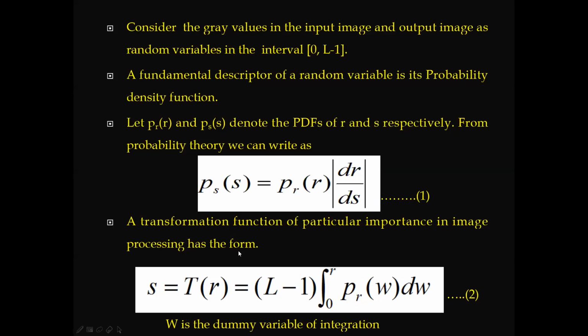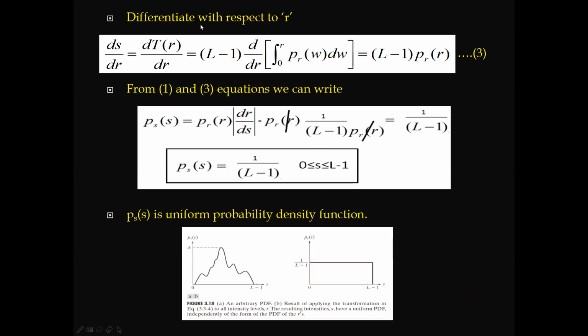in image processing has the form S equal to T of R, which is equal to L minus 1 into the integral from 0 to R of p_R of W into dW. Here W is the dummy variable used for the purpose of integration in this equation. Differentiating with respect to R, we get ds by dr. Why are we making all these manipulations? To get the value of dr by ds. The actual formula is p_S of S equal to p_R of R into dr by ds, so we are going to derive the value of dr by ds here.